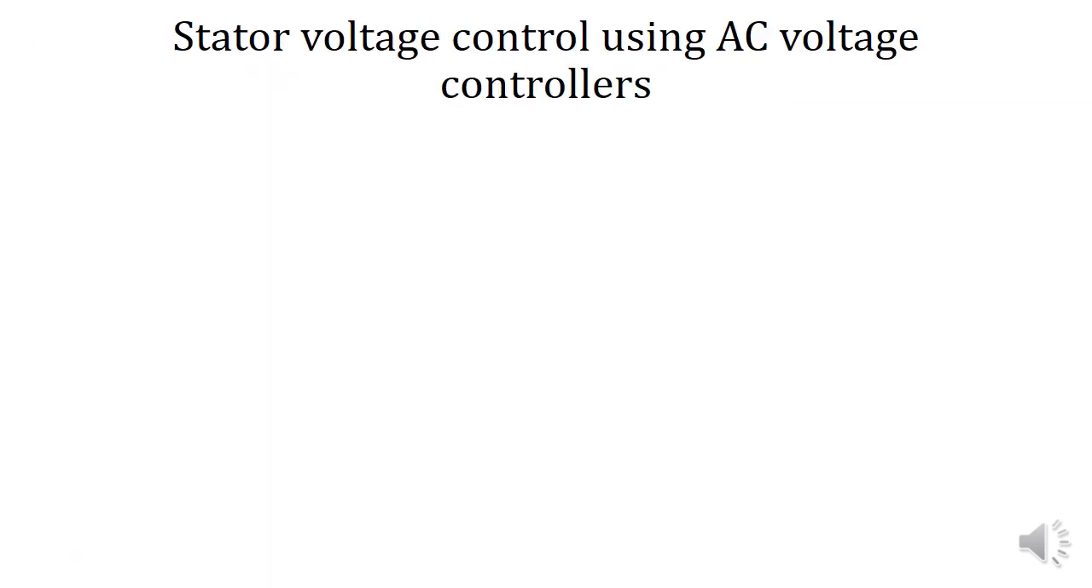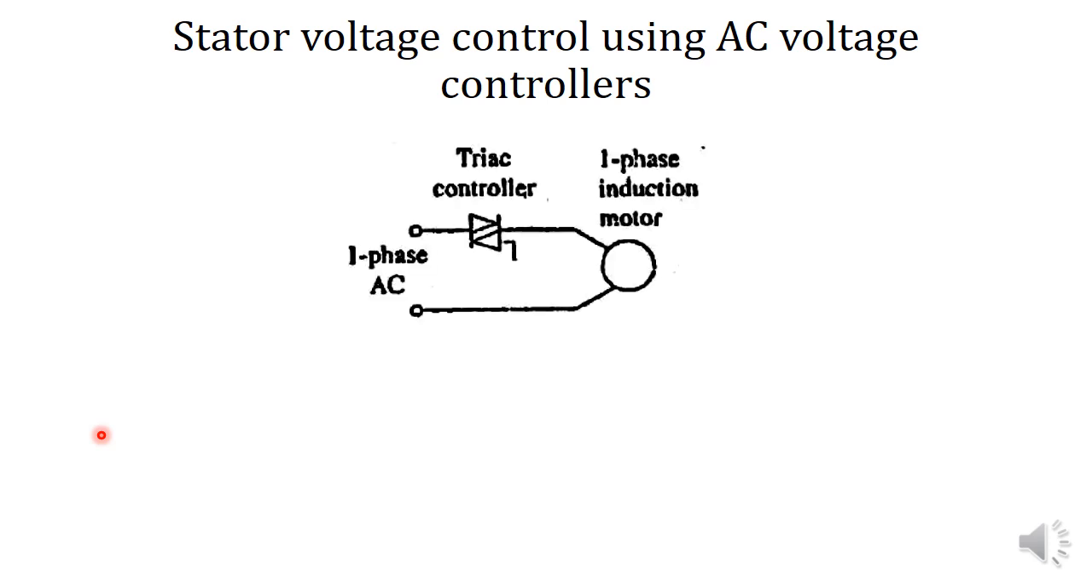Now let's see how the stator voltage control is implemented for the speed control of an induction motor. It can be done with the help of the power electronic converters known as AC voltage controllers. AC voltage controllers are implemented with the help of either triac or anti-parallel SCRs. This is the simplified circuit diagram of an AC voltage controller fed single phase induction motor.